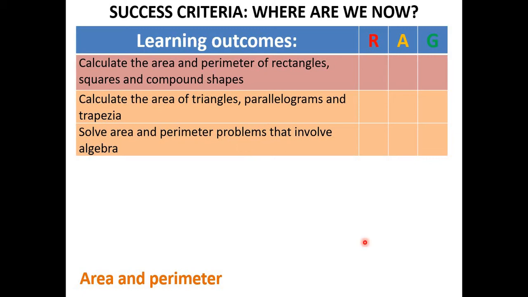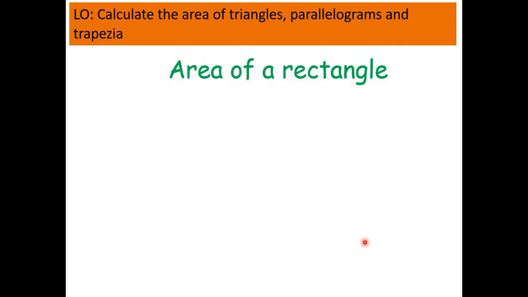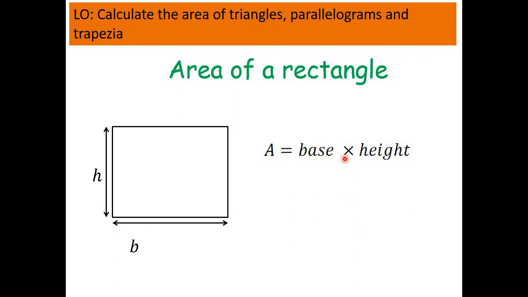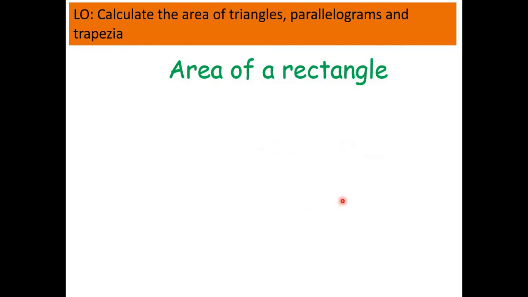To start off, we are going to look at rectangles. That is our first thing. To work out the area of a rectangle, we multiply the base by the height. This formula says that A, area, equals base multiplied by the height. The base is the measurement along the bottom, and the height is the measurement going up the side. So the formula looks like this: A equals B times H. And that will give you the area.